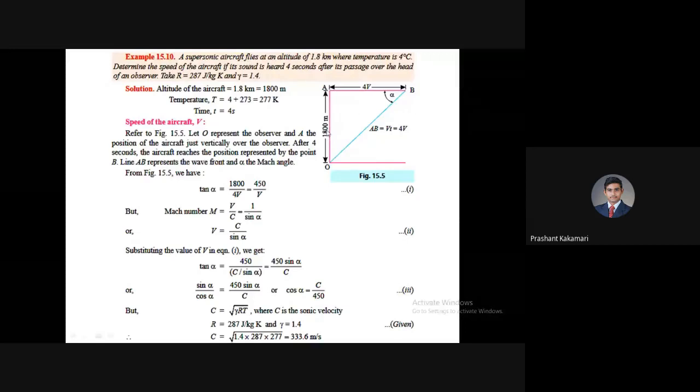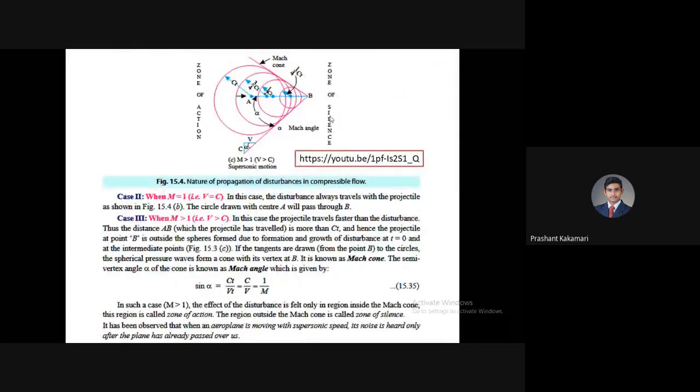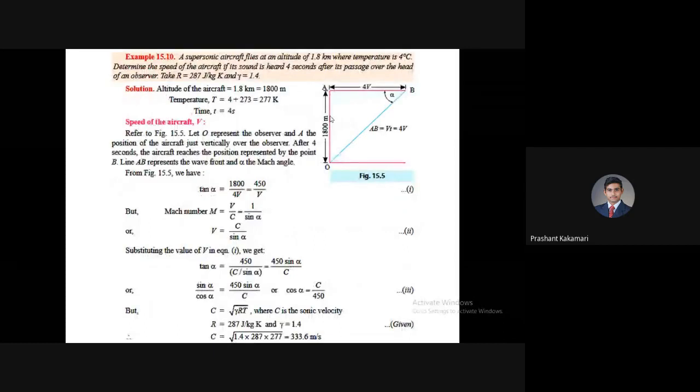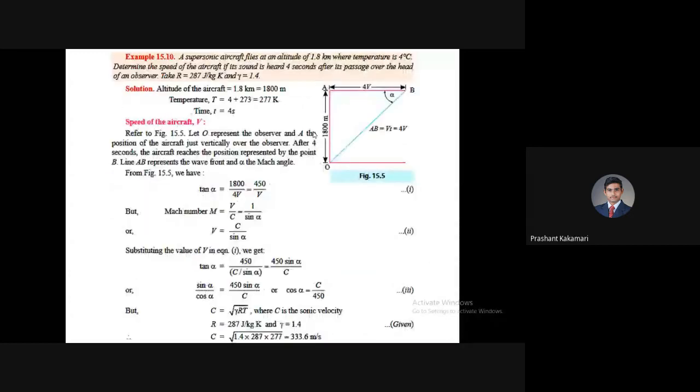And this 1.8 kilometer, whatever they have given, is not the circle radius here. This is the distance from the observer to the point. At point C, the bottom point, the observer is standing. Exactly at this point, he can listen to the disturbance. Once the plane moves from A to B, after 4 seconds, he can hear the sound. So that is analyzed like this.